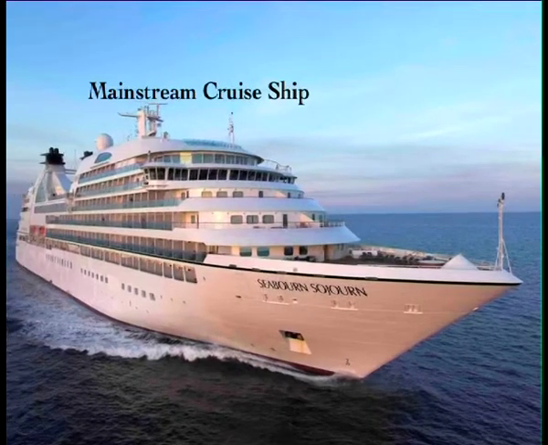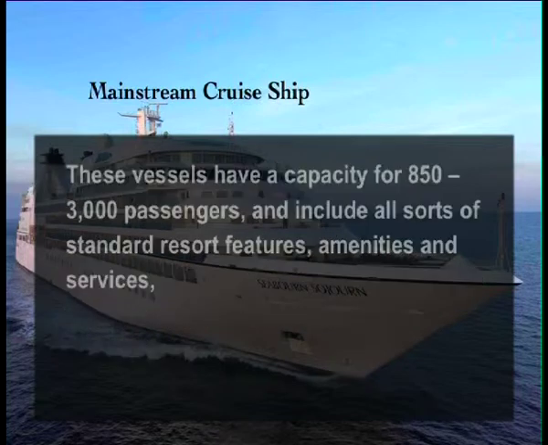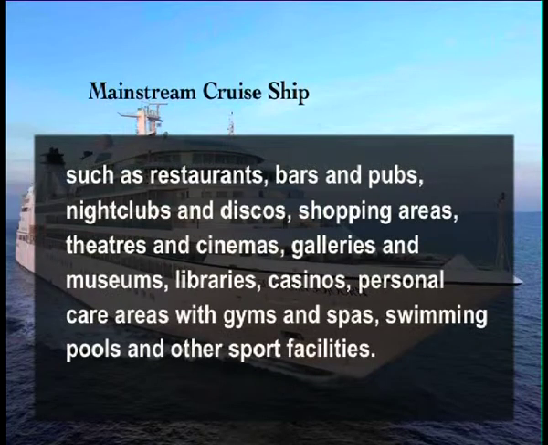Mainstream cruise ship. It is the most common and popularly known type of cruise ship, marketed by most of the companies in the sector as floating resorts designed and equipped to suit the needs of the majority of cruise passengers. These vessels have a capacity of 850 to 3,000 passengers and include all sorts of standard resort features, amenities and services such as restaurants, bars and pubs, nightclubs and discos, shopping areas, theatres and cinemas, galleries and museums, libraries, casinos, personal care areas with gyms and spas, swimming pools and other sport facilities.